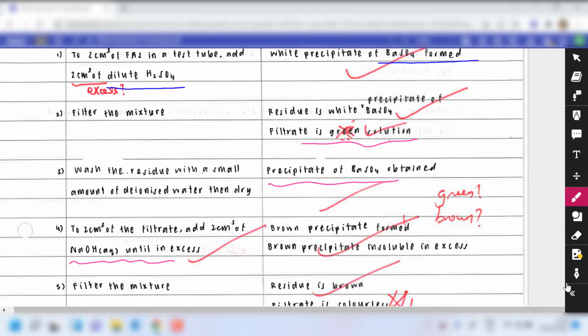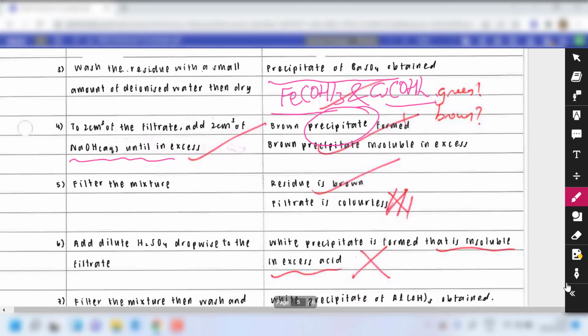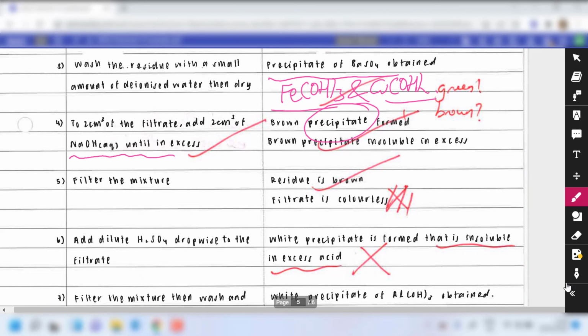I think for planning, we try to cut a little bit of slack, but what is important is it will be quintessential to share with the examiner what the nature of the PPT is. So in this case, we are really looking at iron 3 hydroxide and copper 2 hydroxide. Okay, but what is even more important is this particular step. Filter, and then I get a residue. Okay, so that's fine. Filtrate is colorless.